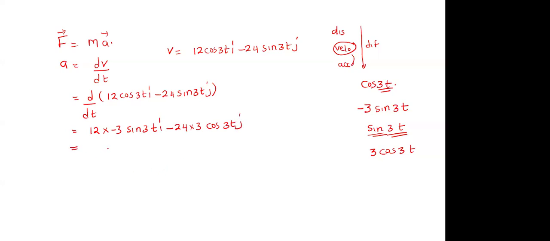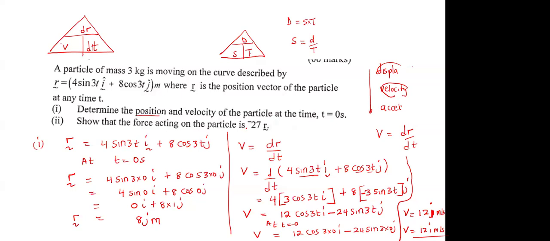So when I continue, I'll have 12 times negative 3, which will give us negative 36 sine of 3t i, minus 24 times 3, that is 72, and here I have cos of 3t j. Now, this is acceleration. The question wanted us to show that our force is given by negative 27 of R. Remember, R is the initial displacement.